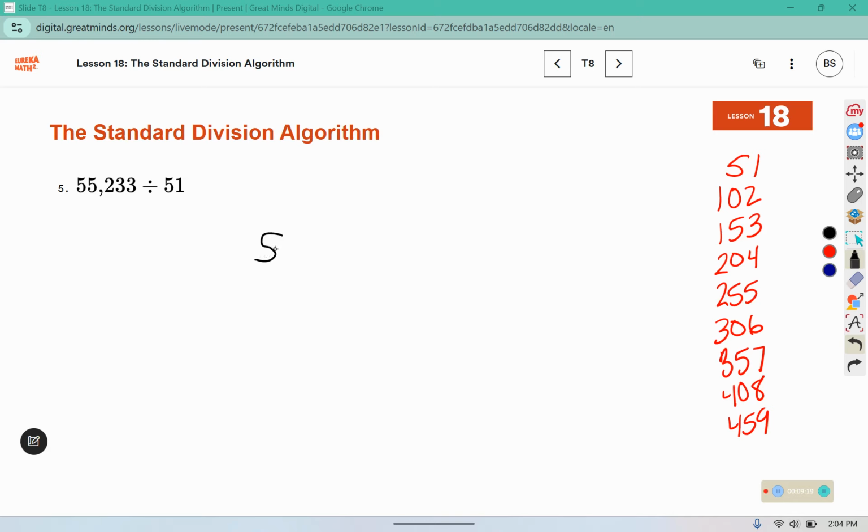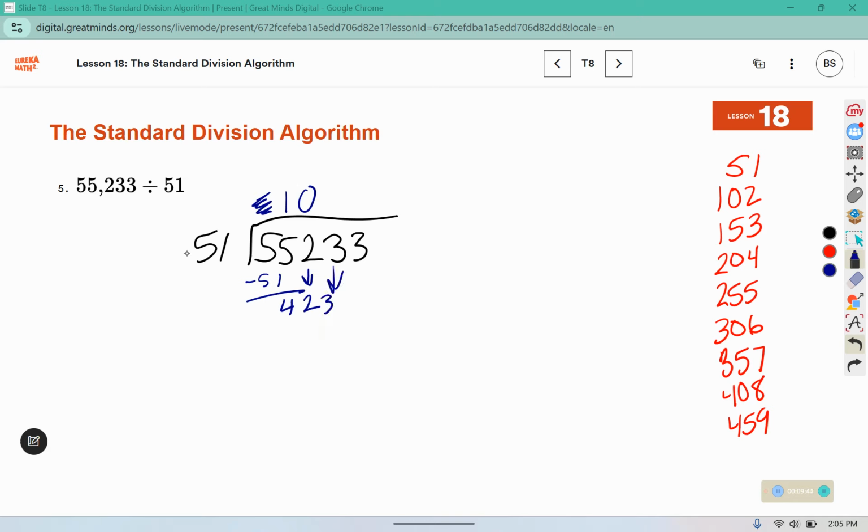All right, so we have 55,233 divided by 51. 51 does not fit into 5, but it does fit into 55. 5 minus 1 is 4. 5 minus 5 is 0. Bring down that 2. 51 does not fit into 42, but it does fit into 423.